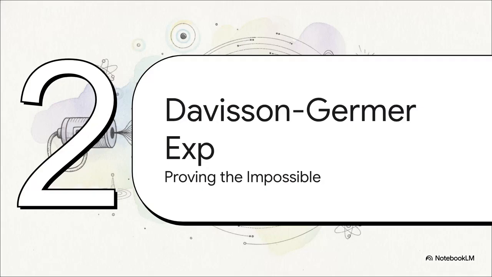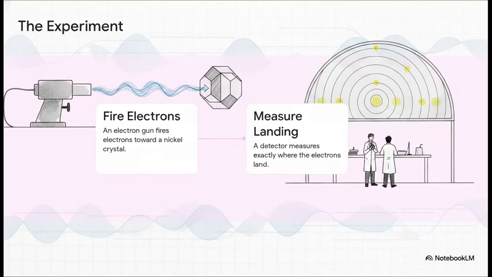Moving on to Section 2, the Davisson-Germer Experiment and proving the impossible. So we now move from abstract math on a chalkboard to a physical, real-world laboratory. In 1927, two physicists, Clinton Davisson and Lester Germer, were running an experiment in their lab. They were studying how electrons scattered from a nickel crystal, and their setup was remarkably straightforward. First, an electron gun fired a beam of electrons directly toward the crystal. Second, they just used a detector to measure exactly where those electrons landed after bouncing off.